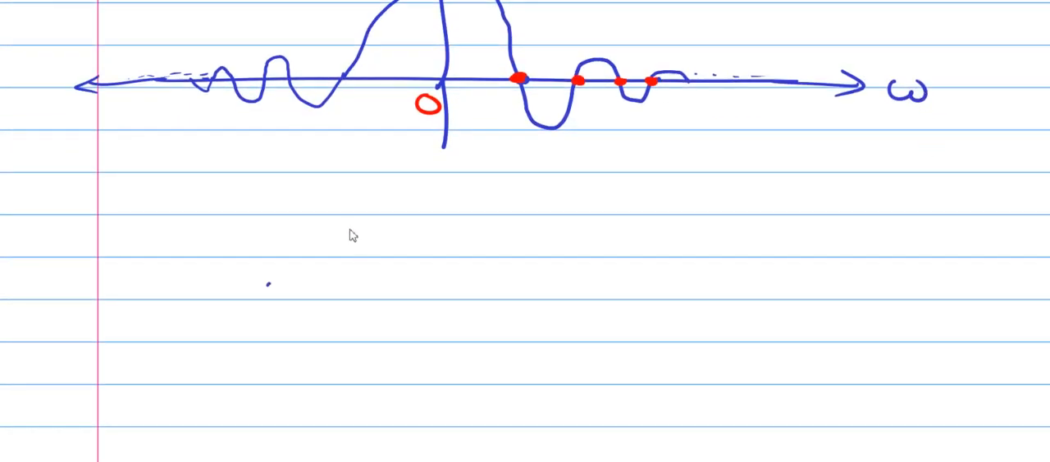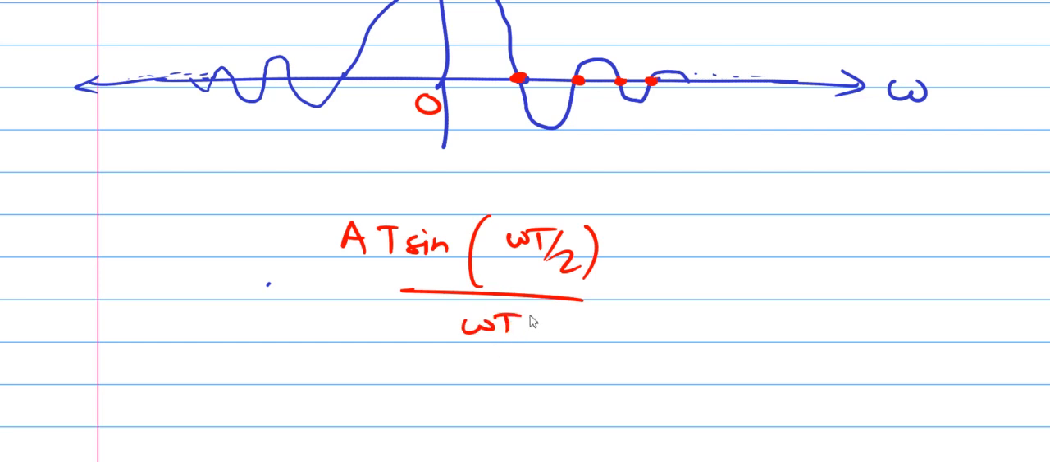So we got this thing: A t sine of omega t by 2 upon omega t by 2. When omega is 0, what will it be? It becomes sine 0 upon 0, that means 0 upon 0 form. It is an indeterminate form, which is not valid. So we should use L'Hospital's rule.